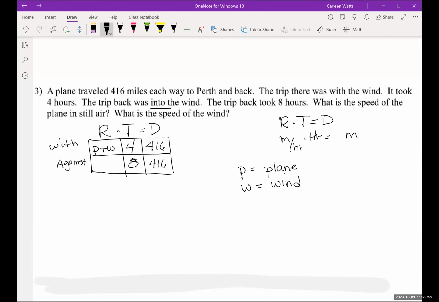Now, when the plane is flying into the wind, here's the plane, here's the wind blowing against the plane. Is the plane going faster or slower when it's flying into the wind? Slower. It's P minus W. Okay, you with me so far?